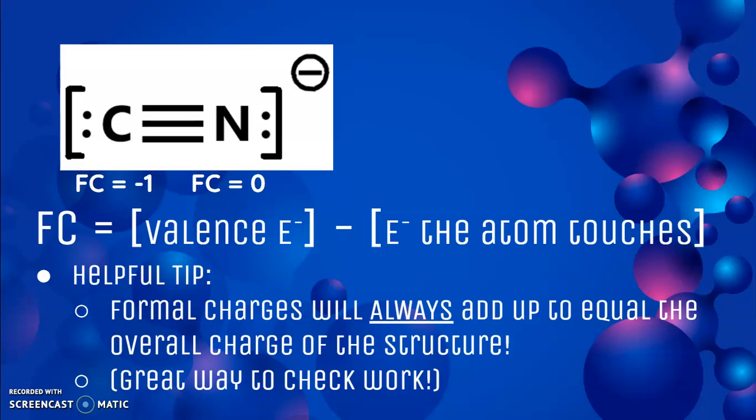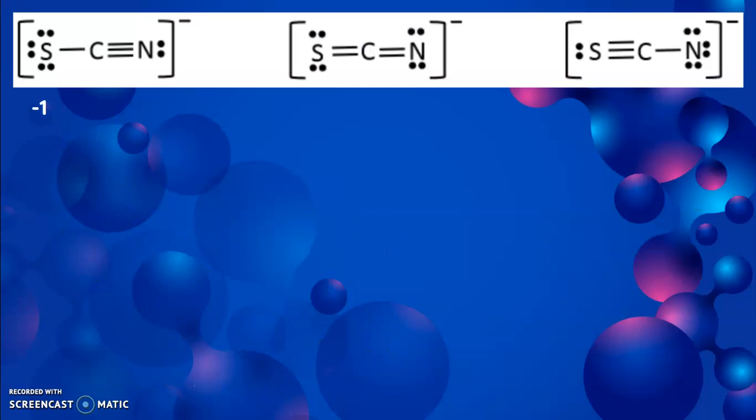Okay, and again, just one more time, your formal charges should always equal the overall charge of the structure. It's a great way of being able to check your work, because if your formal charges add up to something other than your overall charge, you know that you've made a mathematical error somewhere. Now let's take a look at a very specific example.